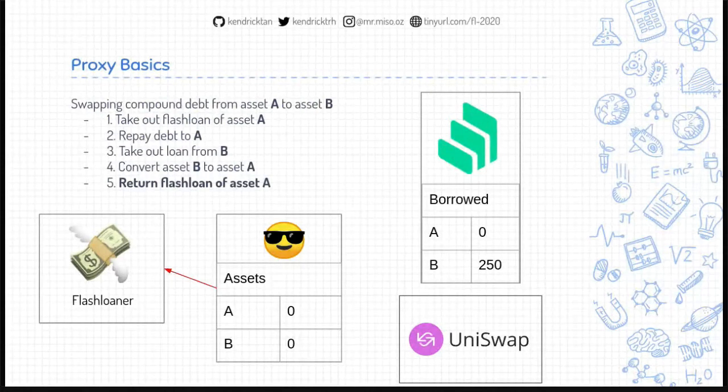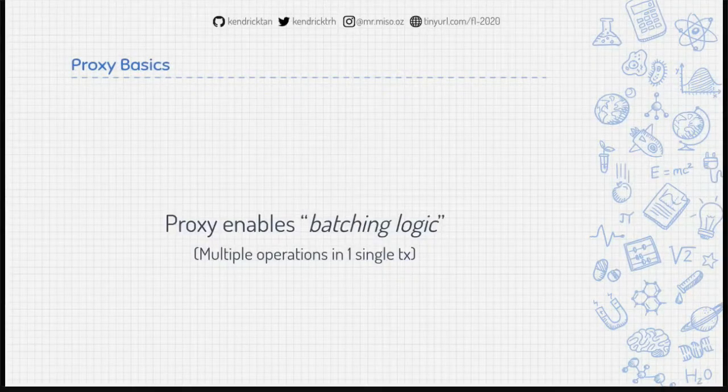So normally you can't even do this because if you were to take out a flash loan, you need to do all of these transactions within one call. However, with the proxy, you're able to batch these kinds of logic into one call, which is all you need to know about why we need to use a proxy in this case. It enables you to do the logic batching.